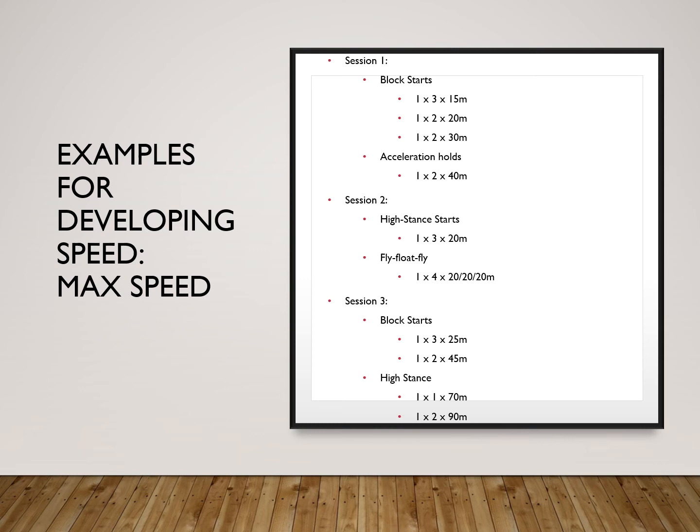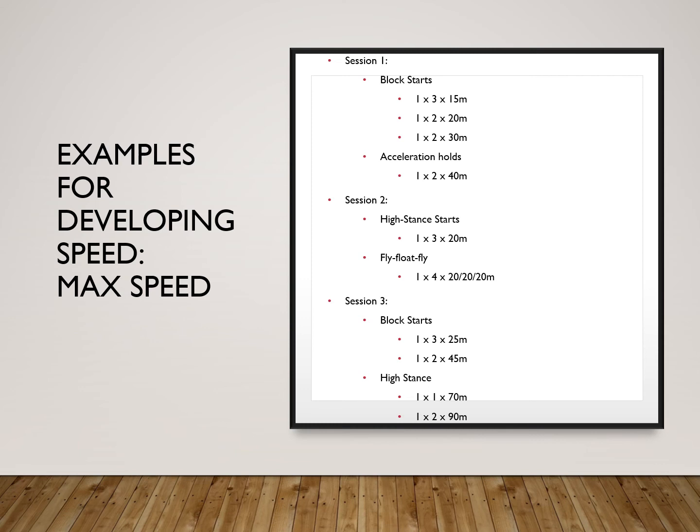There's then, again, the use of the high stance starts and the fly float start as well, which is a way of going from a kind of maximal speed into more of a coast and then back again into maximal speed. So utilizing some of the momentum through this float phase, which is essentially a fast cruise, before entering into the maximal velocity phase.